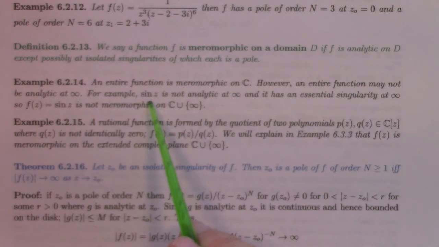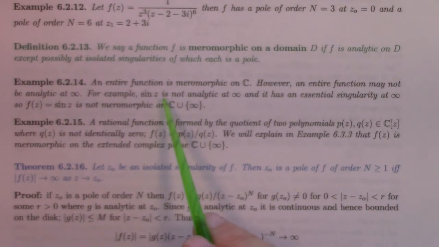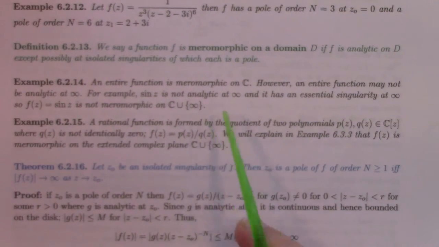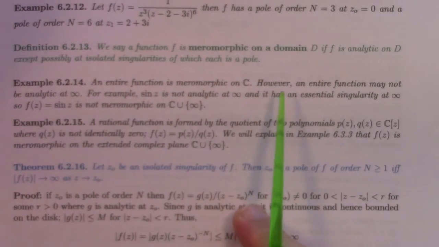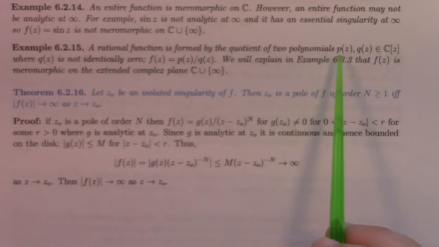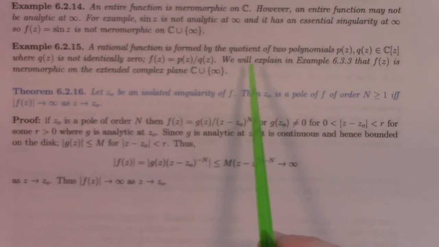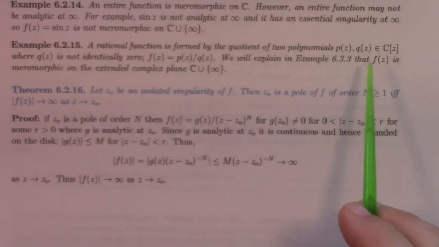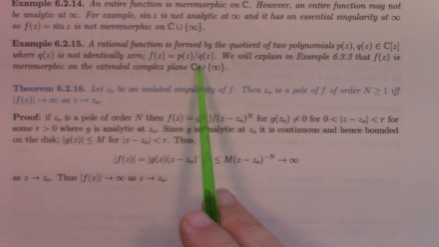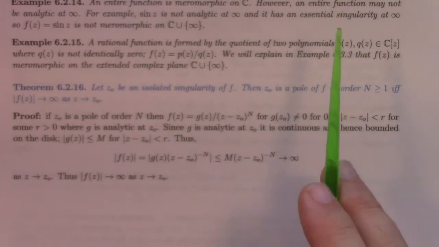Sine of z is entire, but it's not analytic at infinity. So, for example, sine of z would not be meromorphic on the extended complex plane. In fact, rational functions are meromorphic on the extended complex plane because every rational function can be written as a polynomial plus a proper rational function. The polynomial of order n has an isolated pole at infinity of order n, and then the rational piece is going to be analytic on the complex plane with isolated poles wherever there's a zero in the denominator function. That's it.